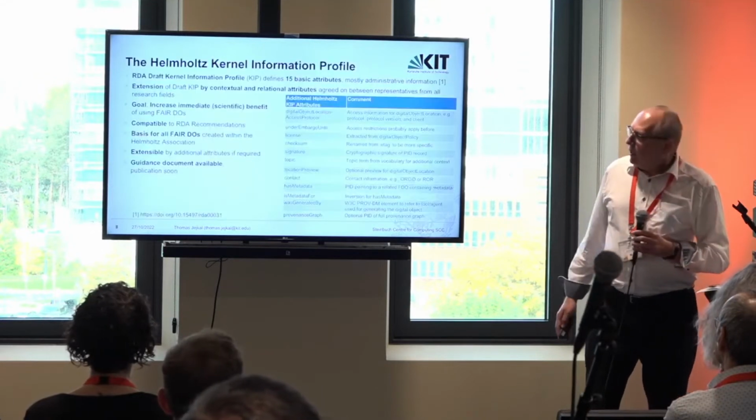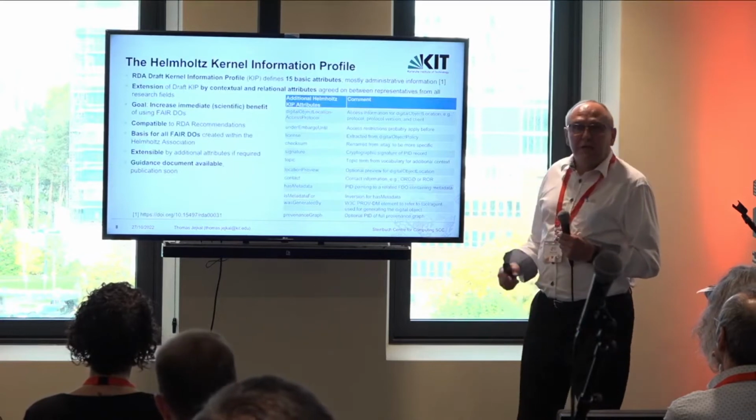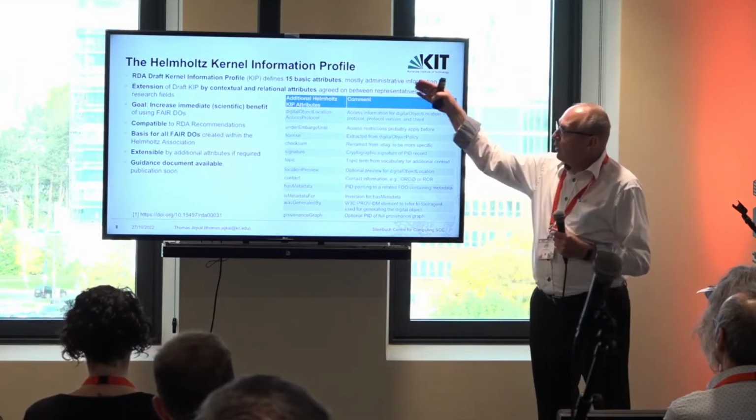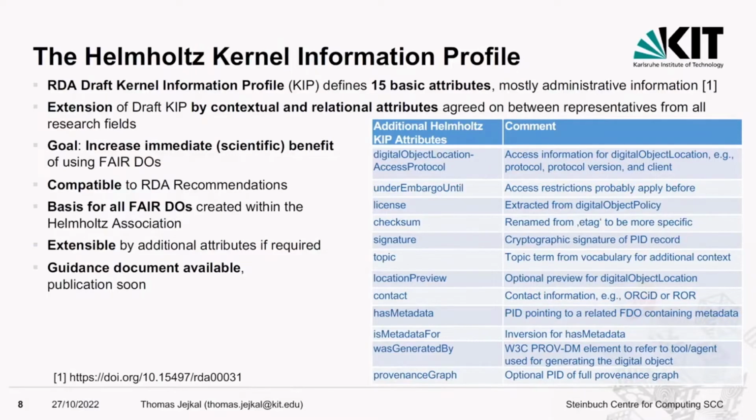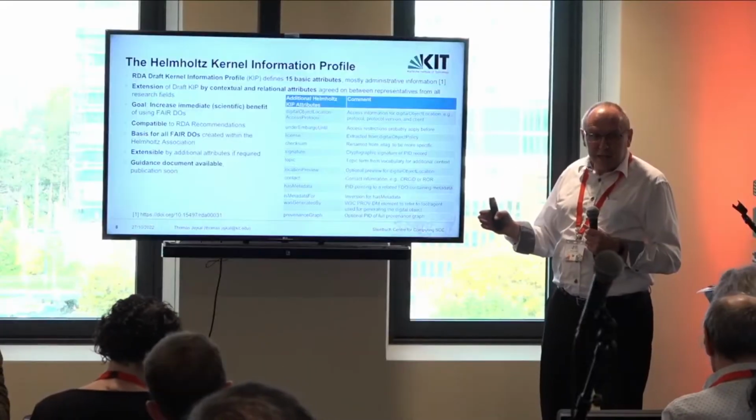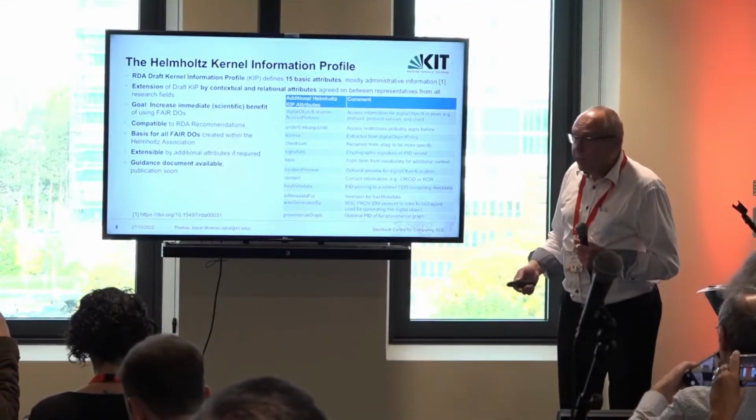So we designed a FAIR digital object. For the FAIR digital object, the kernel information profile consists of 15 attributes. Some important attributes are here: has metadata, pointing to a different location, and is metadata for a metadata object. These are important things. What you also see is that creating such a profile is simple. Difficult is creating consensus over a variety of research fields.